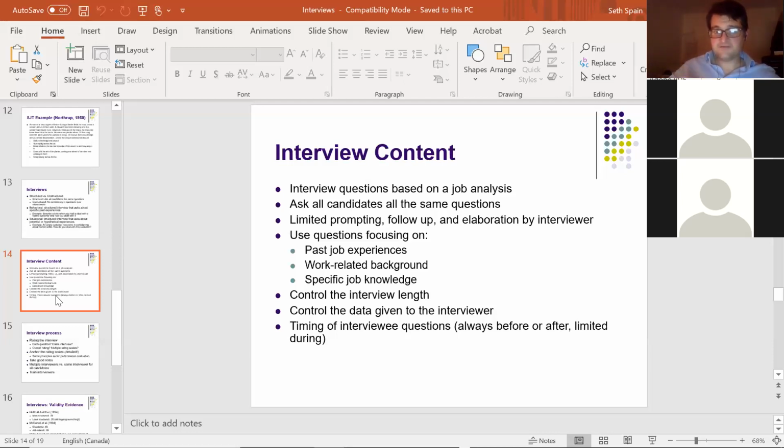Similarly, we want to control the timing of the interviewee questions. If you've ever been on an interview, you know there's always at some point in the interview, do you have any questions for us? We may have set instructions to tell the interviewees to hold their questions about the organization and the job until the end, or we ask them if they have any questions specifically beforehand. We want to set it up so that the interviewer is in control during the interview itself, limiting those sorts of questions from the interviewee. So it might be, that's an important question, we'll come back to that at the end of the interview. It can be very simple, very polite in that sense.